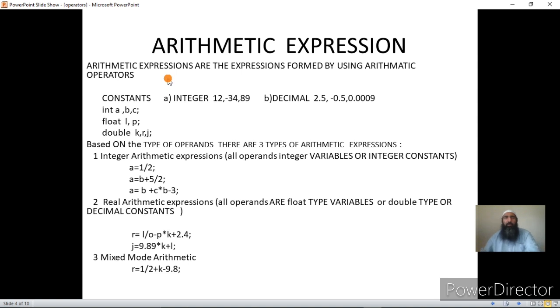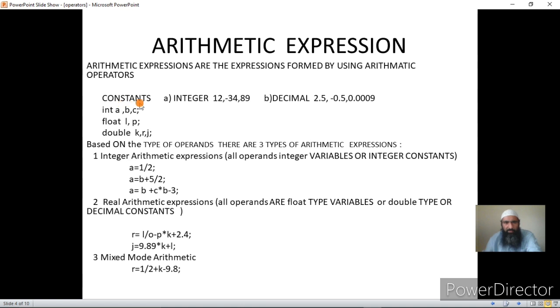Now we have already discussed what are the expressions. As I told you, expression is a combination of operators and operands according to the rules of the syntax. Now what are arithmetic expressions? Arithmetic expressions are those expressions which use arithmetic operators to form the expressions exclusively. Now before I go ahead with arithmetic expressions, I have to explain two things. That is, in the context of C, not in the context of mathematics.